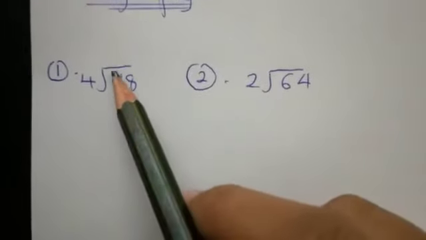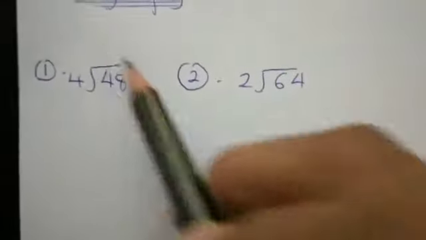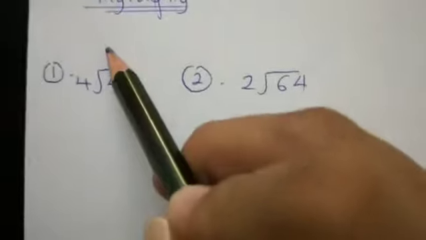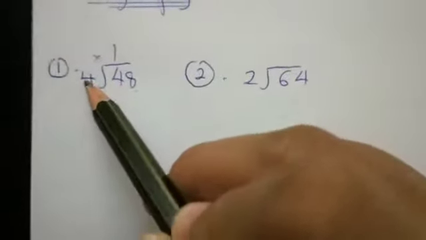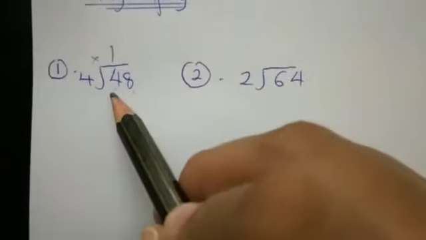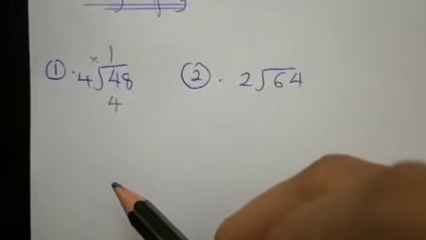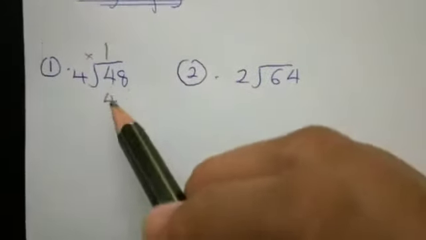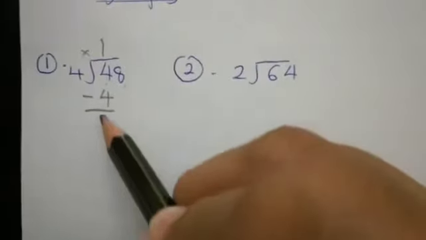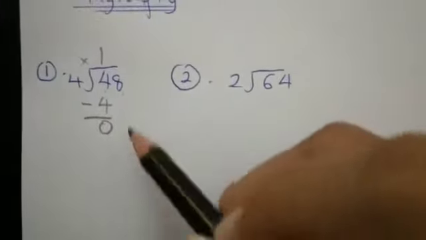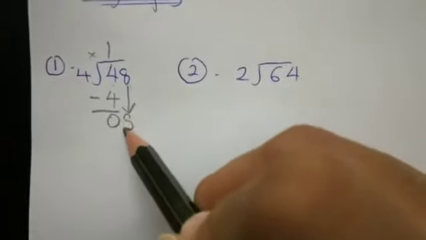So 4 tens divided by 4, the answer is 1. You write 1 on top of this 4. Then you multiply back. 1 multiplied by 4, the answer is 4. Then you write 4 under this 4. After that, you subtract these two numbers. 4 minus 4, the answer is 0. And then you need to bring down this 8.